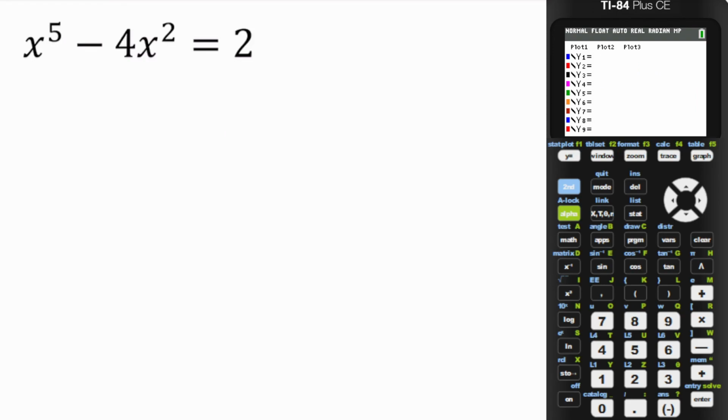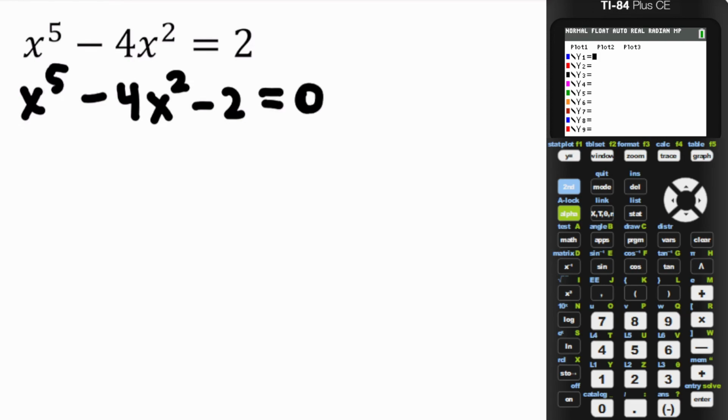All right. On the other hand, here we've got x to the 5 minus 4x to the 2 equals 2. And we could do the exact same thing. We could graph y1 equals x to the 5 minus 4x to the 2 and y2 equals 2. But there's, I think, a faster way. What we could do is set this equation equal to 0. We could have done this with the other one as well. It just wouldn't have been as obvious.